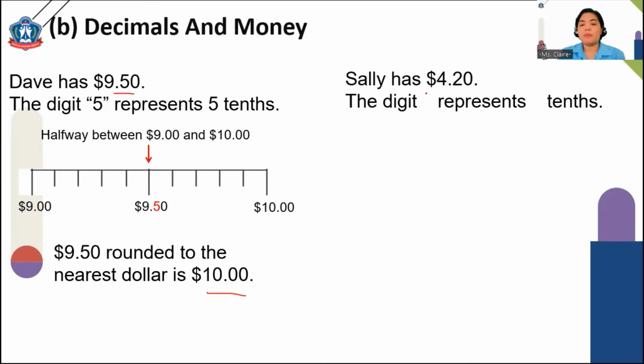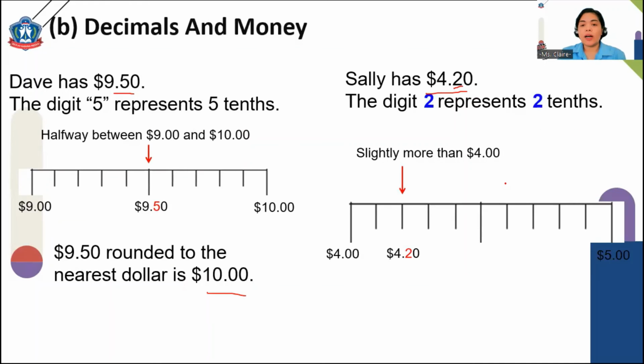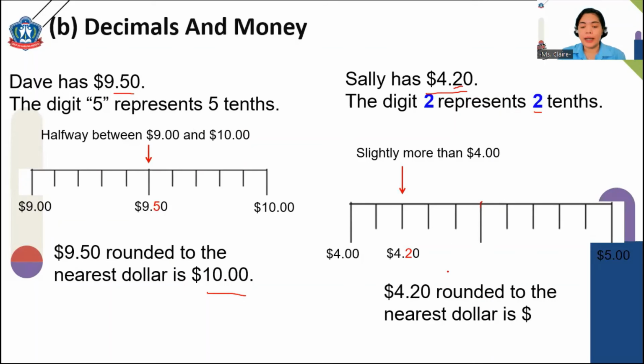However, this number, $4.20. The digit 2 here represents 2 tenths. As we observe, 2 is less than 5, so we will round down. So $4.20 rounded to the nearest dollar is $4. We cannot round it up because the 2 tenths is below 5.